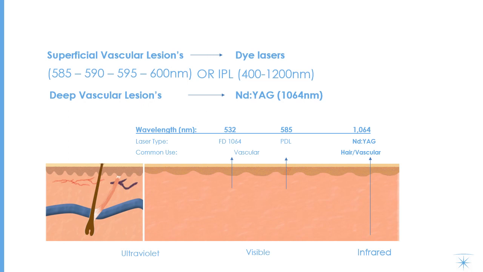So if we have superficial vascular lesions, then we can use the pulsed dye laser, which is a wavelength highly absorbed by oxyhemoglobin, so it can work on superficial vascular lesions. However, if we need to treat deep vascular lesions, then we have to use the Nd:YAG, because the Nd:YAG is a wavelength which is highly penetrating into the skin due to the low absorption by the chromophores, so it can penetrate deeper. So for deep vascular lesions, we need to use the Nd:YAG, whereas for superficial vascular lesions, we can use the IPL or the pulsed dye laser.